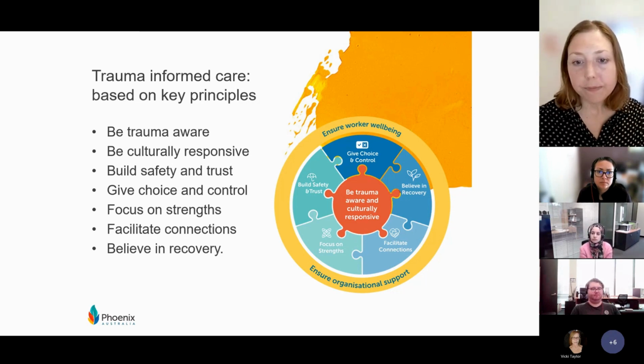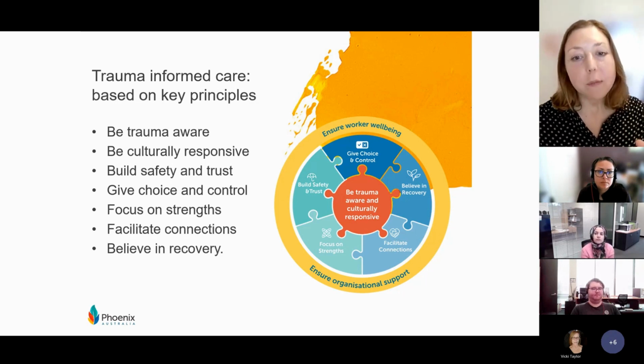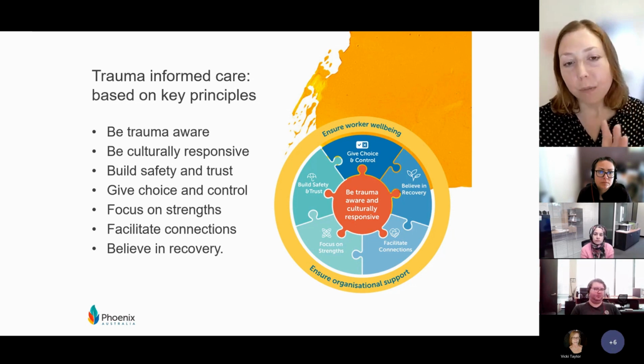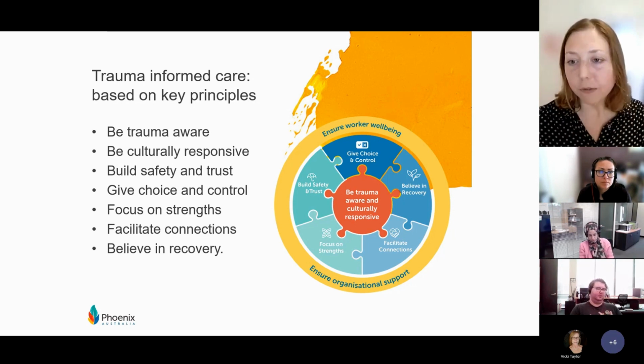Again, as I've mentioned a couple of times now, that staff safety would fall within that principle as well. And again, the better that the staff feel, the better able they are to form trusting, respectful relationships with the trauma survivors.